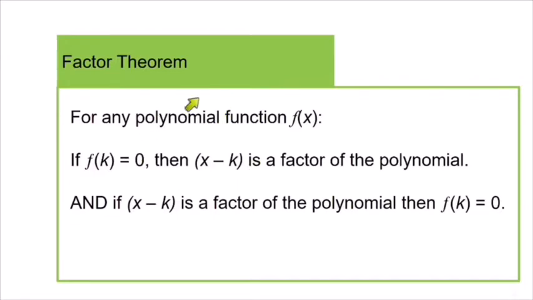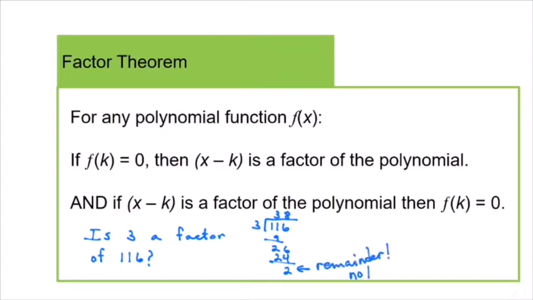Now, this is actually something that you already knew. It may sound strange when we talk about it in terms of polynomials, but you actually already had a feel for something like this. So, for example, if I ask you, is 3 a factor of 116? You might say, well, gee, I don't know. Let me divide and find out. And when you do 3 divided into 116, you find out that there is a remainder. And when you see that remainder, you say, well, then no, 3 is not a factor of 116 because it didn't go into 116 evenly. And that's what we're doing here.